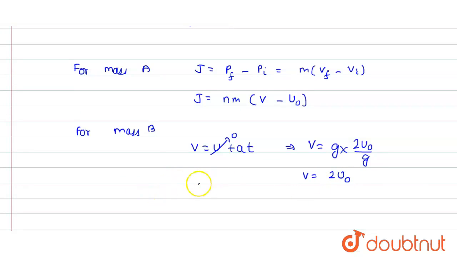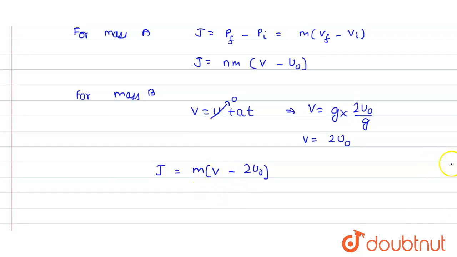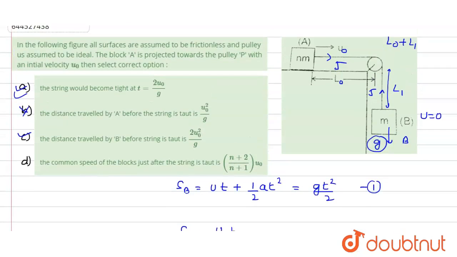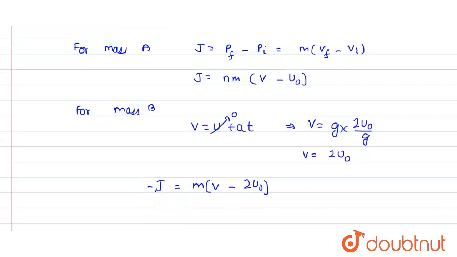So what would be the change in momentum? Change in momentum would be final minus initial. It would be mass into the final, common velocity v minus the initial velocity 2u naught. Here initial means not the very initial, but just before the string becomes taut, and v here means the final velocity. Now what is the direction of this velocity? We know this velocity would be in the downward direction, so we have taken downward to be the positive direction. The impulse direction is upward, so the upward direction would be negative. So this is equation 1, this is equation 2.